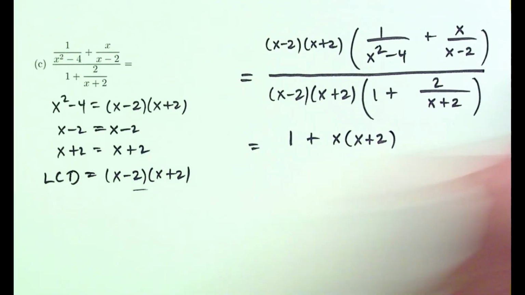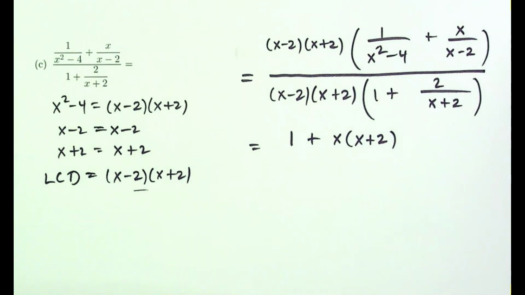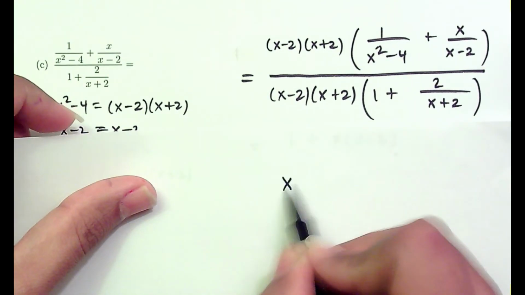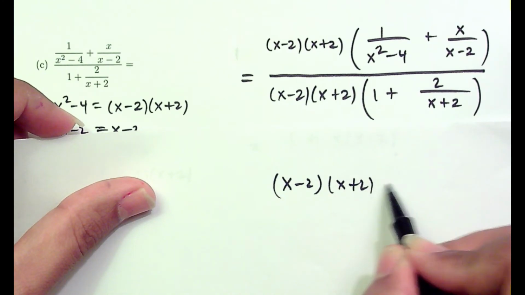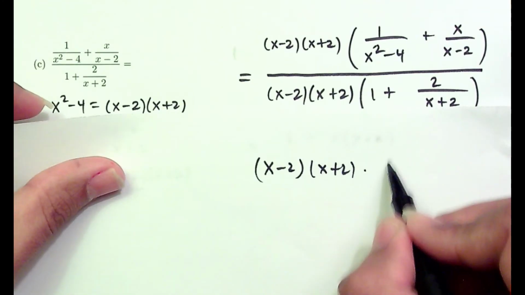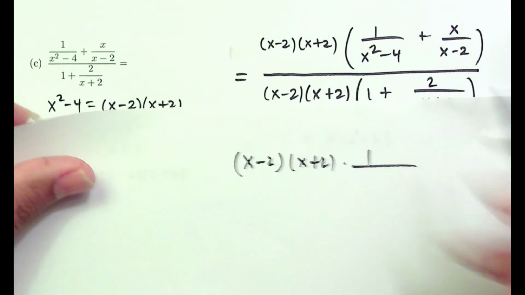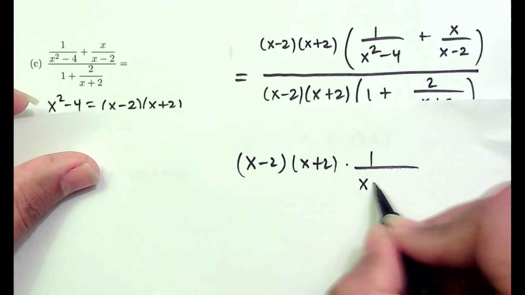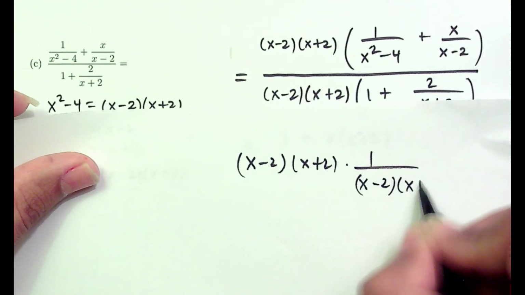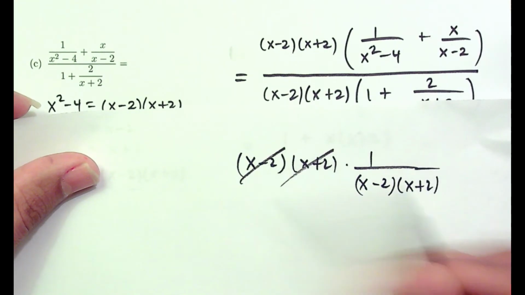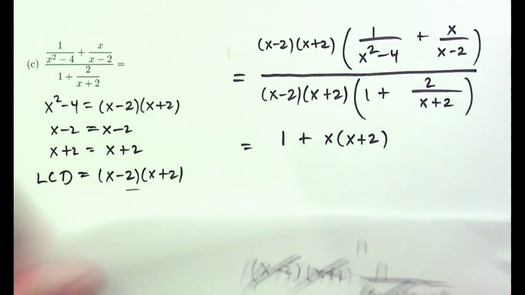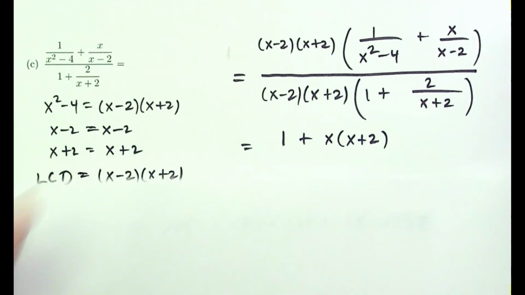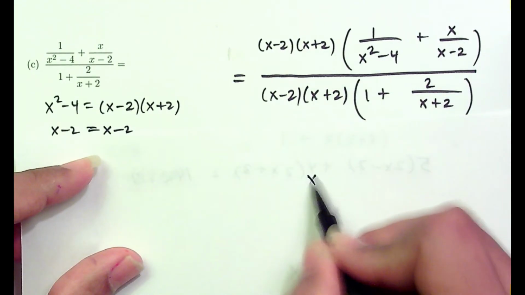If you want to write that out on a separate piece of paper and see it, this is what is going on. You have (x minus 2)(x plus 2), and then you're multiplying. This is x squared minus 4, but that is the same thing as (x minus 2)(x plus 2). So you see everything cancels, so you're left with 1. So that's that one.